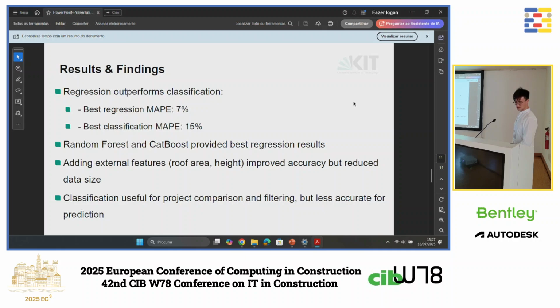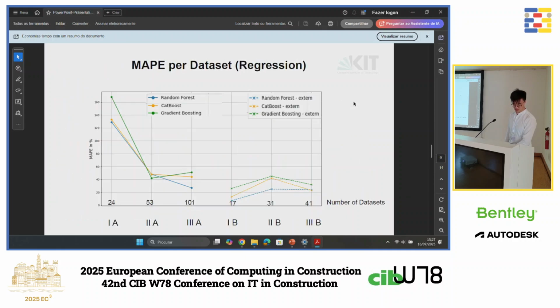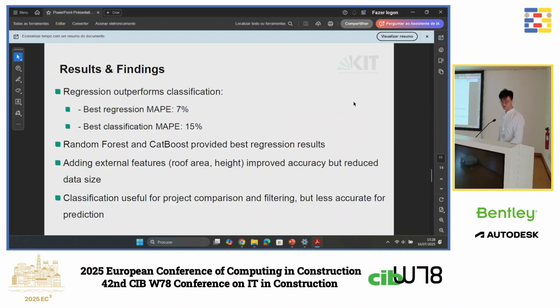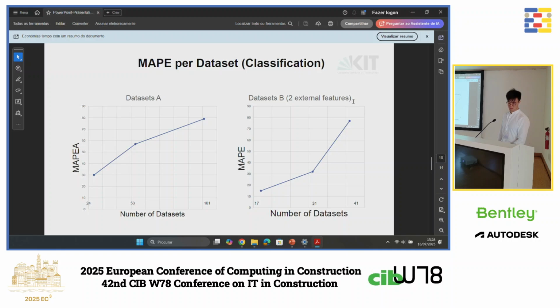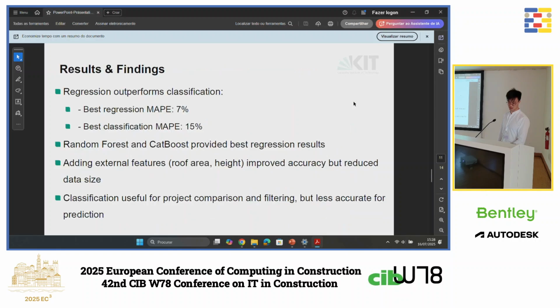That's our final results. For regression, the best result is 7%. It's right there, but you see the number of data sites we use for that is very small, so it's not a really solid result. And for classification, 14% is also not that reasonable. So that's the result.